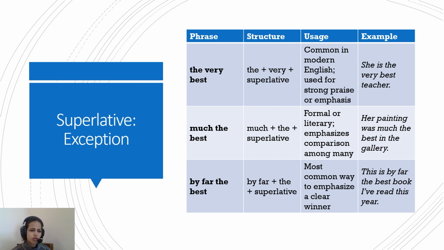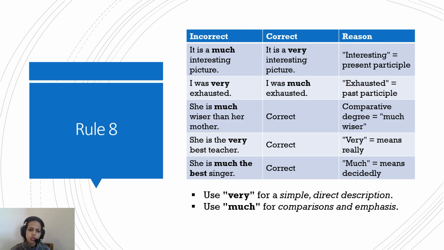It's one of the most common ways to emphasize, like if you want to say something is a clear winner. So, this is by far the best book I've ever heard. You don't have to really remember the exceptions because the questions are more centered on the rule. So just remember this much: use very for a simple direct description, and use much for comparisons and emphasis.